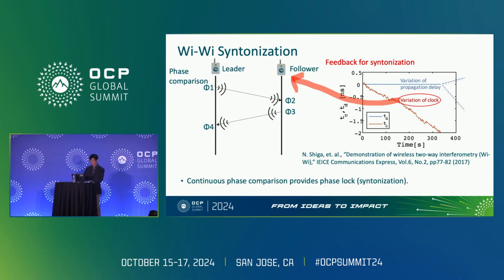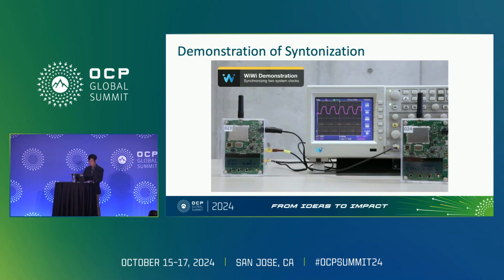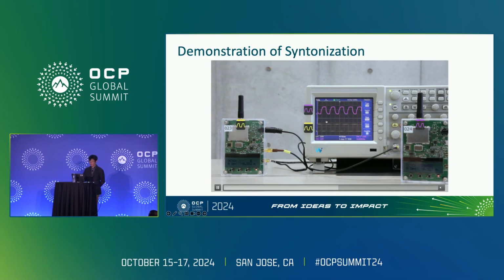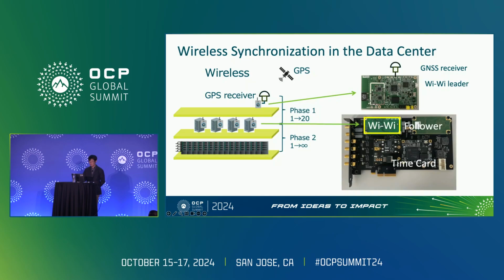The important thing is we can phase lock, and after the synchronization is done, we can keep the synchronization. This is the movie demo for the synchronization. You see that when it's not phase locked, the 10 megahertz frequencies of the two oscillators are not aligned. But pressing the button, it feeds back the signal, and the follower follows the phase of the leader clock.